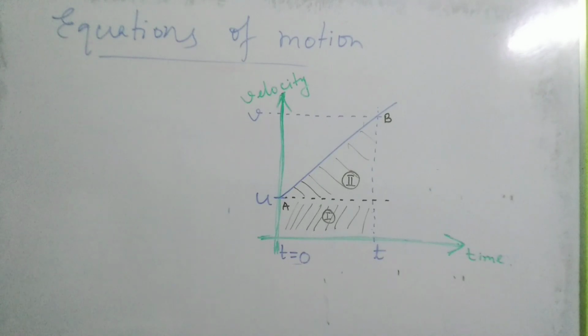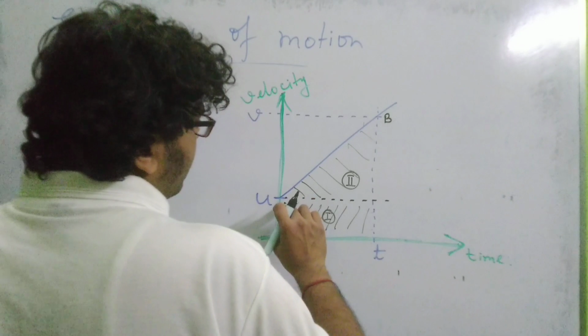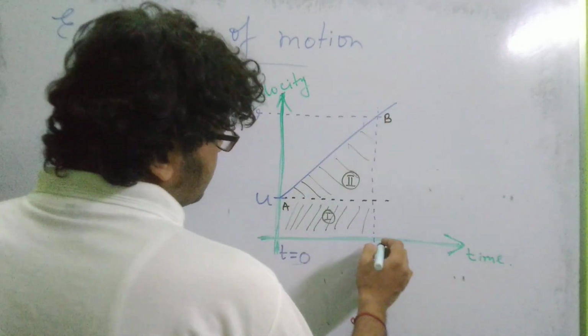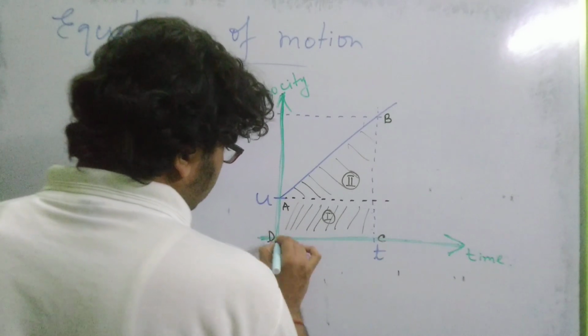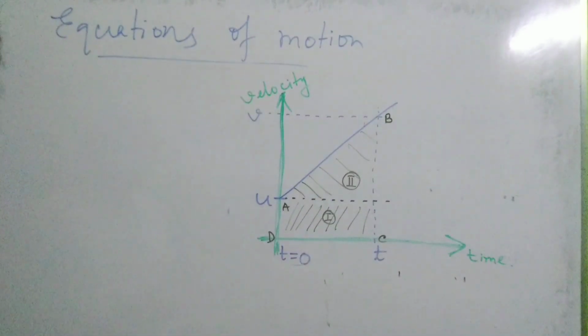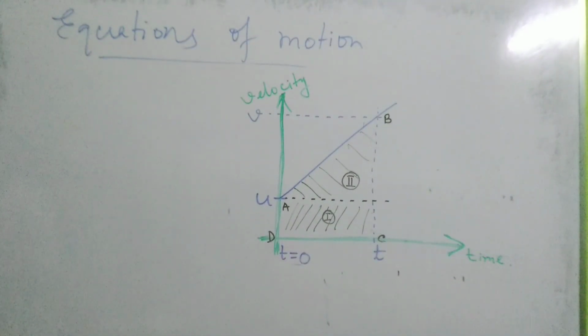If I consider the displacement of the body in time t, then you can also say that this is actually a trapezium, isn't it? A, B, C and D. So these are the 4 points. So this ABCD is basically nothing but a trapezium. So you know the area of a trapezium.